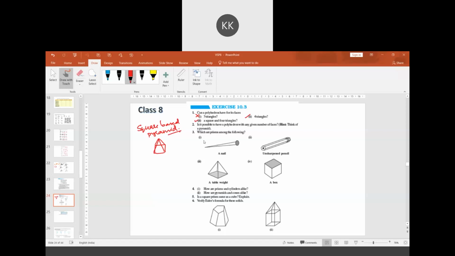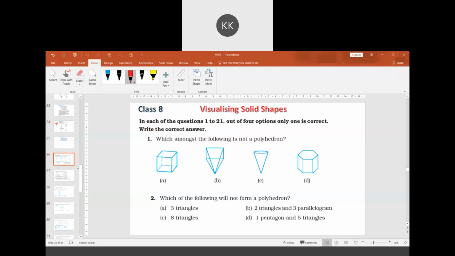Okay, let us discuss some questions which are left out, as well as a few questions I have selected from NCERT exemplar. Around 21 objective type questions are there. Let us do this on New Year Day.